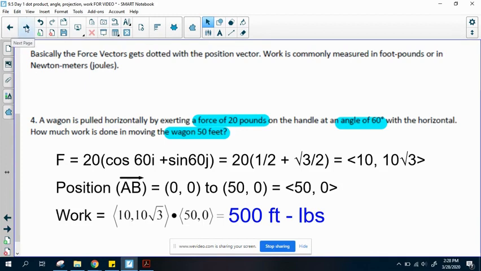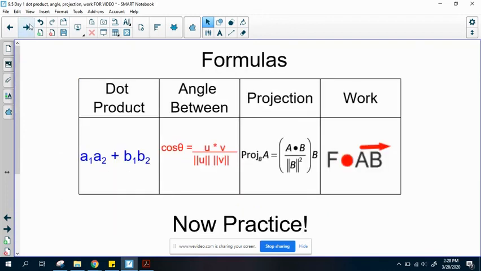And that's basically how you find all four of those things. I know that's a lot. But here are the formulas again. This is something that you need to know. The dot product is going to give you one answer, a scalar. The angle is going to give you an angle. Make sure it's in degrees. Projection is the only one that's actually going to give you another vector, and work is going to give you a scalar. So it's time for you to practice all four of these things. Good luck.